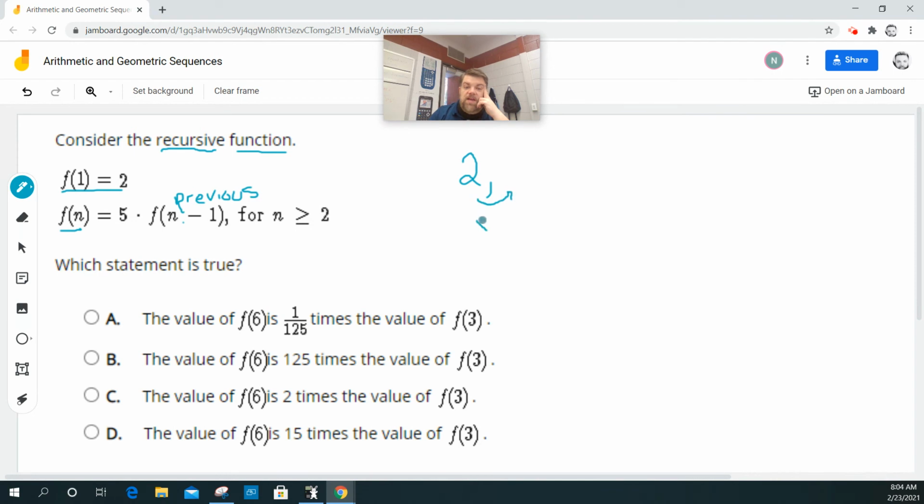So 2 times 5 gives me 10, times 5 gives me 50, times 5 gives me 250, okay? And so we continue, and basically what they're saying is, which statement is true? Which statement is true is what they're asking us.